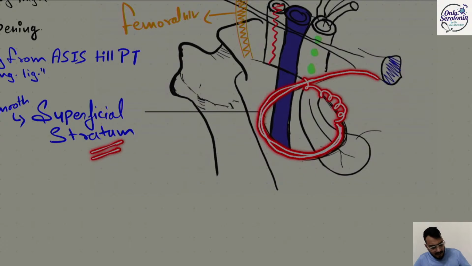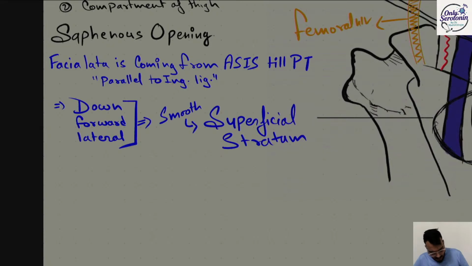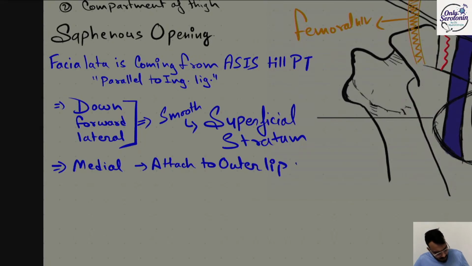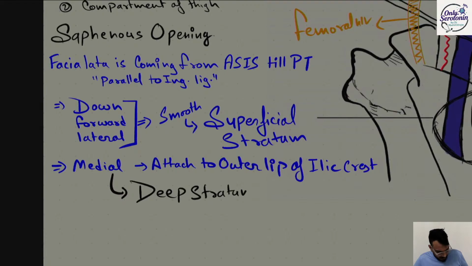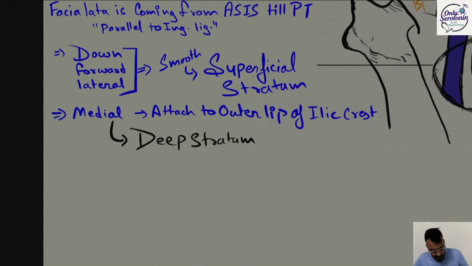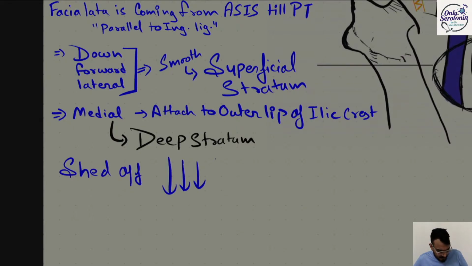After this, my fascia lata will take the irregular margins and make the medial side of my saphenous opening. So where it is going to go now? It is going to go medial side, and then it will attach to the outer lip of iliac crest. This line is known as what, guys? This is my deep stratum. Okay, guys. After attaching to iliac crest, it will shed off and fall down on the lower side. Okay.